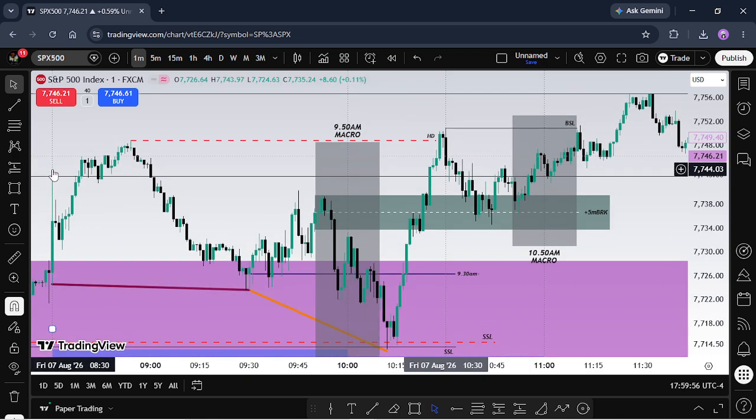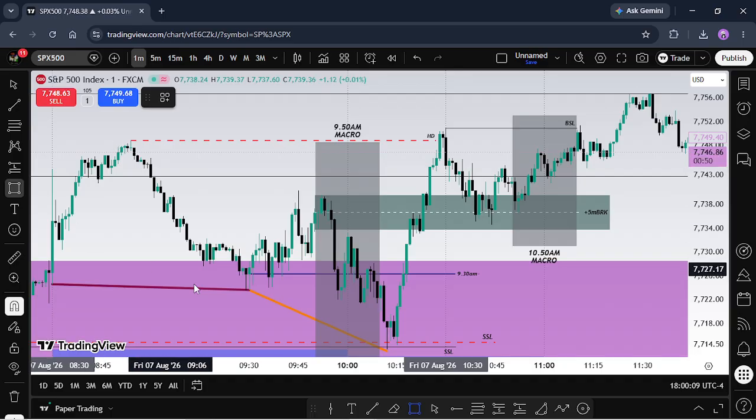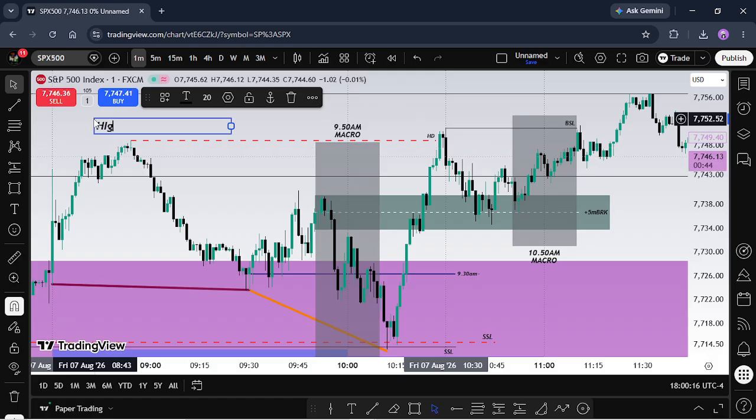Let's look at this high. This is the 830, not the highest high, right? This is a high higher than the 830. Let me just write that down: high, higher than there. This was a beautiful market maker sell model.